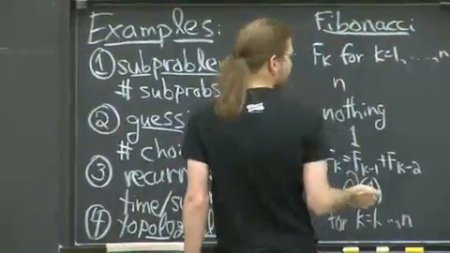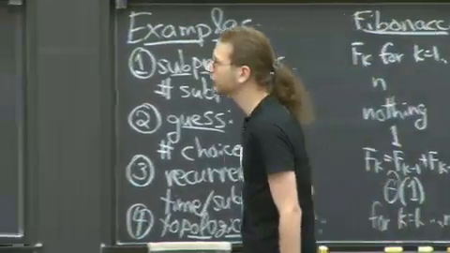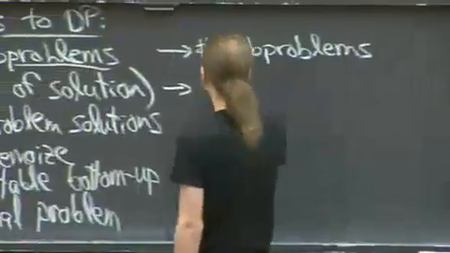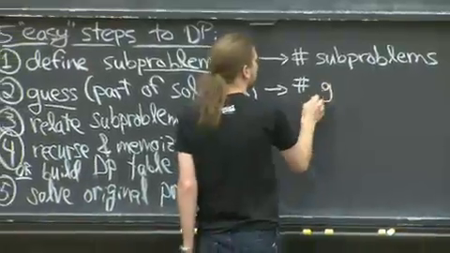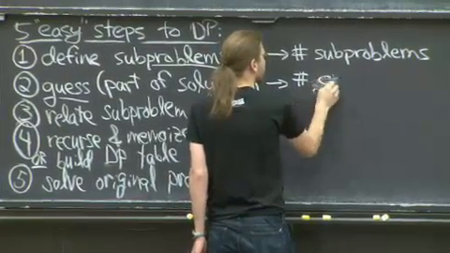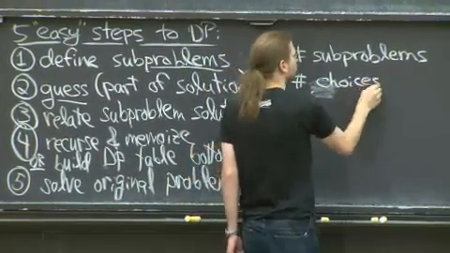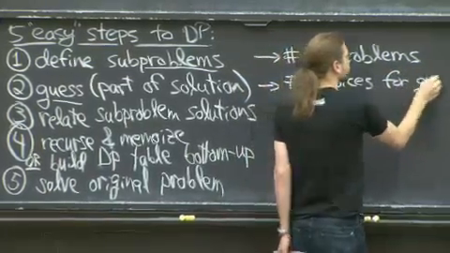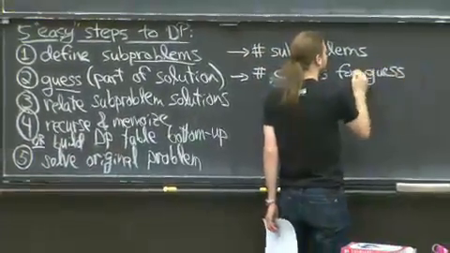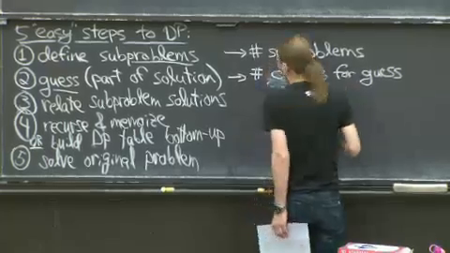So that was the number of different choices. In general, if we're going to guess something, we need to write down the number of choices for the guess. How many different possibilities are there? That's our analysis.